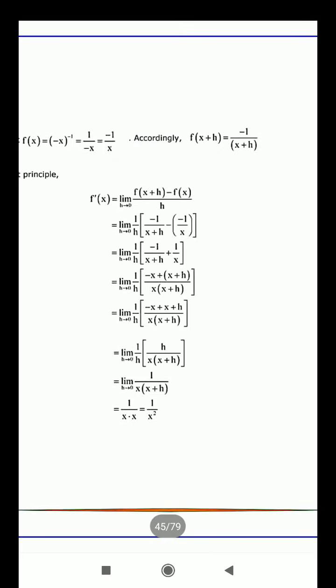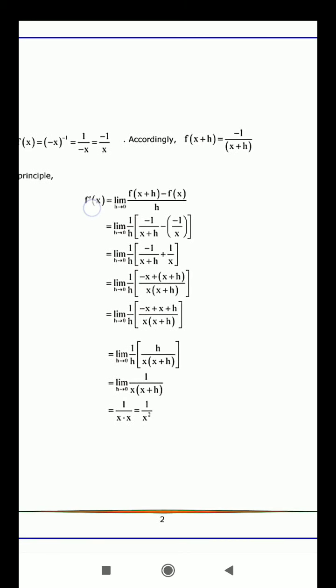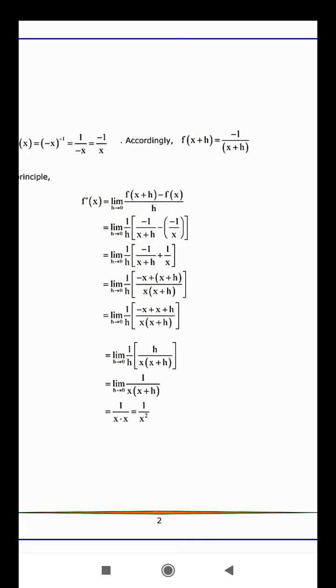Second question is minus x raised to power minus 1. Minus x raised to power minus 1 is practically nothing but 1 upon minus x, and can be written as minus 1 upon x. If we want to calculate f of x plus h from this, you replace x by x plus h, so it would become minus 1 upon x plus h. So f dash x is equal to limit h tends to 0, f of x plus h minus f of x divided by h. In this we will replace the value of f of x plus h as minus 1 upon x plus h and f of x as minus 1 upon x. So we'll get this thing.